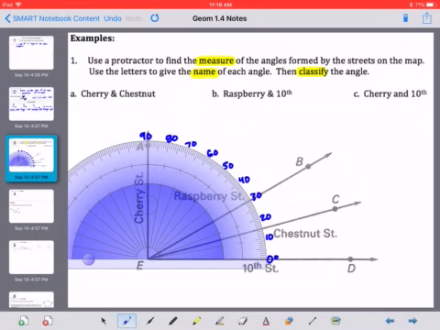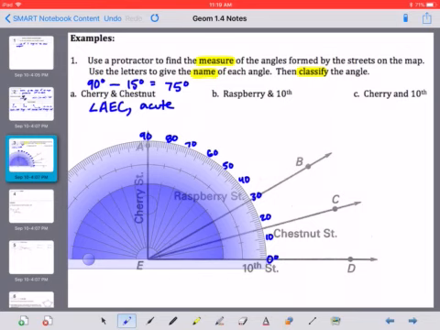First of all, Cherry and Chestnut. Cherry Street goes through 90 degrees. Chestnut Street goes through right between 10 and 20 degrees, so we have 15 degrees. If we subtract those, that creates a 75 degree angle. Now we're going to name it. Cherry Street goes through A, so we have angle A, and it goes to E. The vertex is always the middle letter. Then Chestnut Street goes through point C, so that would be called angle AEC. It's less than 90, so it's an acute angle.